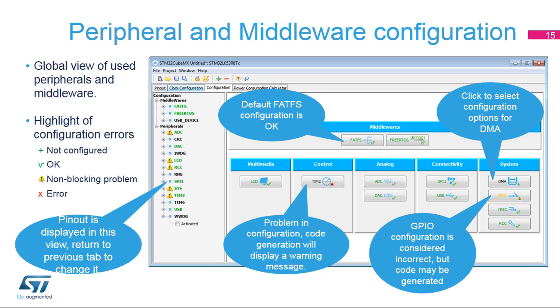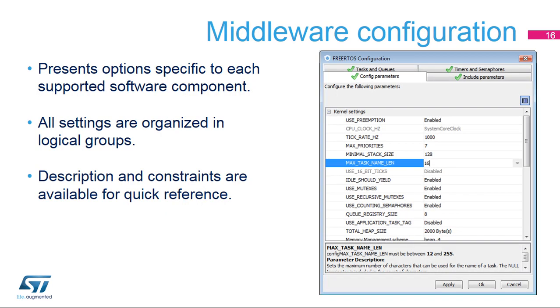Warning signs provide notifications about incorrect configurations, and the peripheral will not work if code is generated in this state. Critical errors are represented by a red X, and the configuration must be modified to continue. To add more peripherals and components, return to the Pinout tab. Each middleware software component has options that are different, but they are all presented in a similar fashion, giving easy access to initialization options and providing informative descriptions.